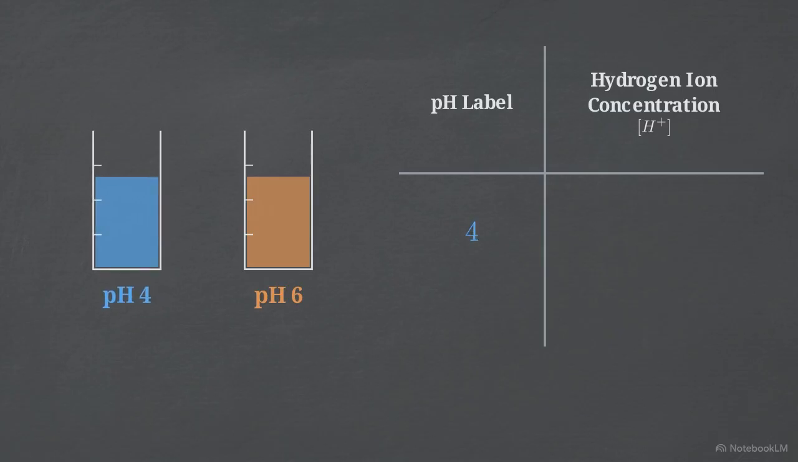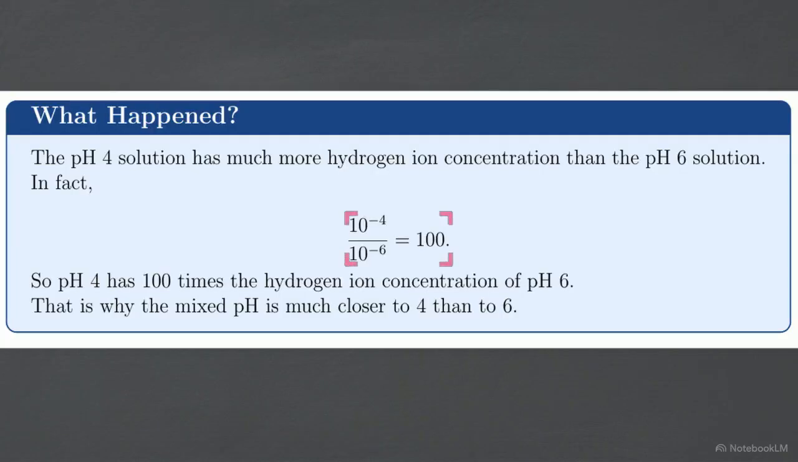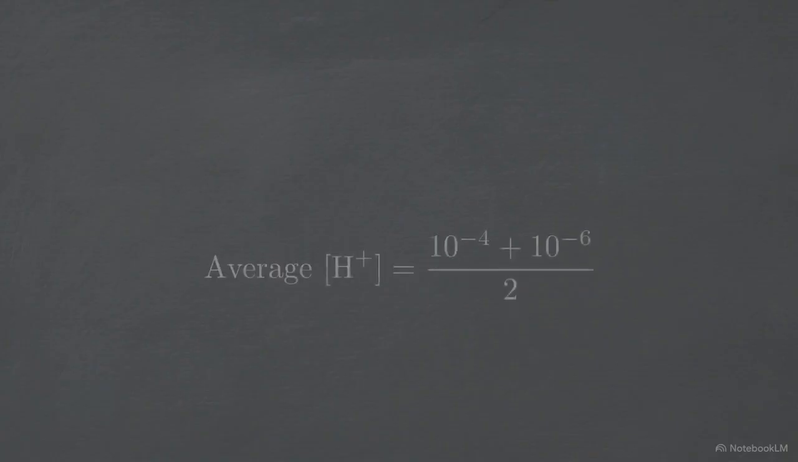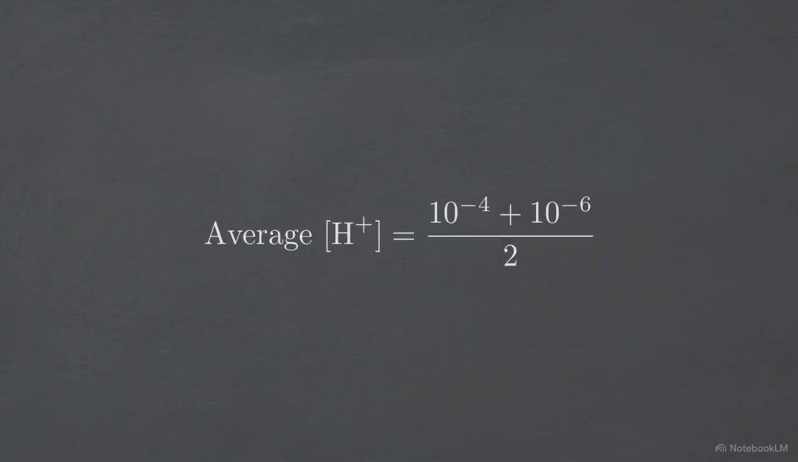A pH of 4 means a hydrogen ion concentration of 10 to the negative 4th. A pH of 6 means 10 to the negative 6th. Dividing these two values shows the disparity. The pH 4 solution contains exactly 100 times more hydrogen ions than the pH 6 solution. The simple integers of the pH scale hide a massive exponential difference in chemical concentration. Since we are mixing equal volumes, we must average the actual physical concentrations.